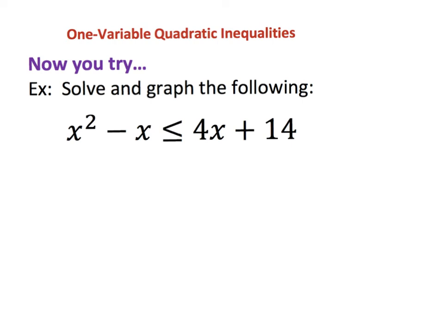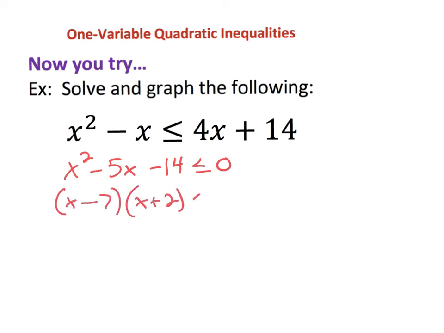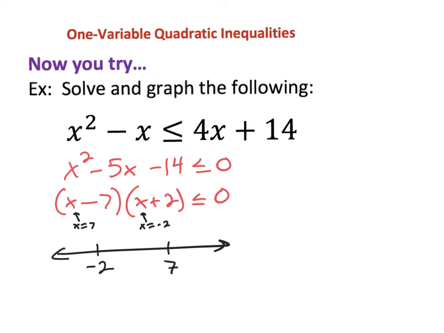So for the first step, getting everything equal to 0, we would have to subtract that 4x, so it would become -5x, and then subtracting the 14 over. If you factored this correctly, it should factor into (x - 7)(x + 2), because those two add up to -5 there, -7 and +2. If I plot the zeros on a number line now, what would make this 0 is x equals -2, and what would make this 0 is x equals 7. So -2 and +7 are the two zeros of this.